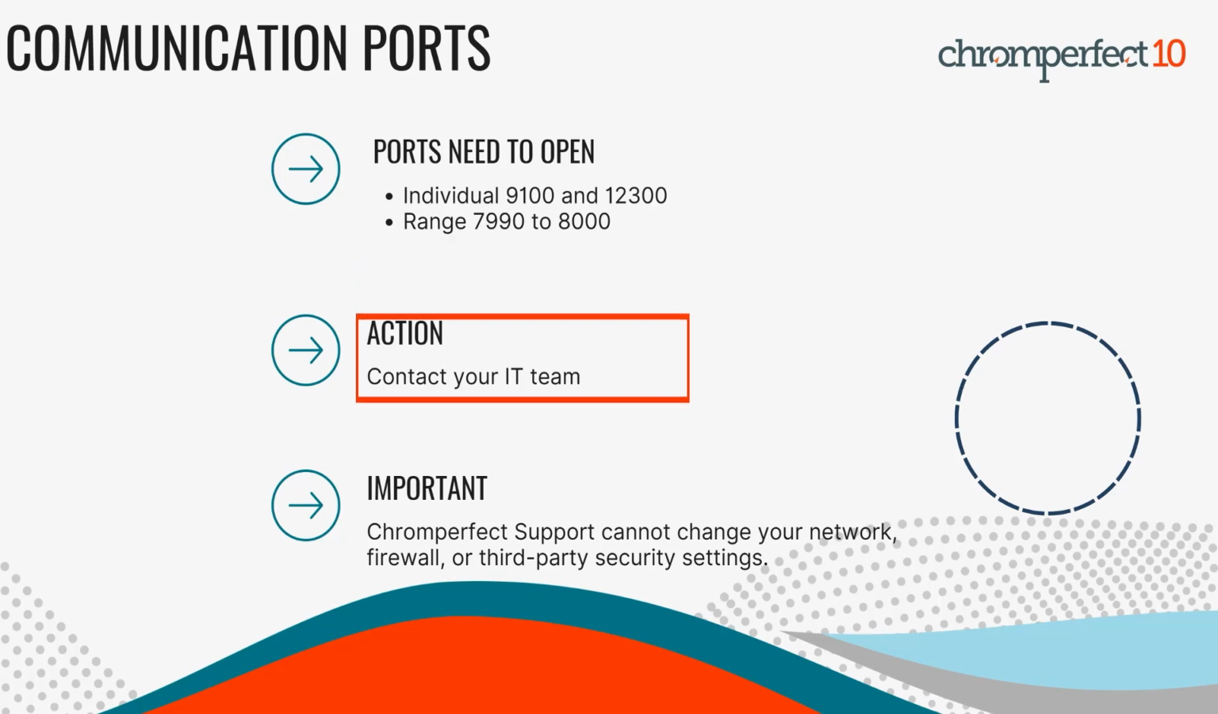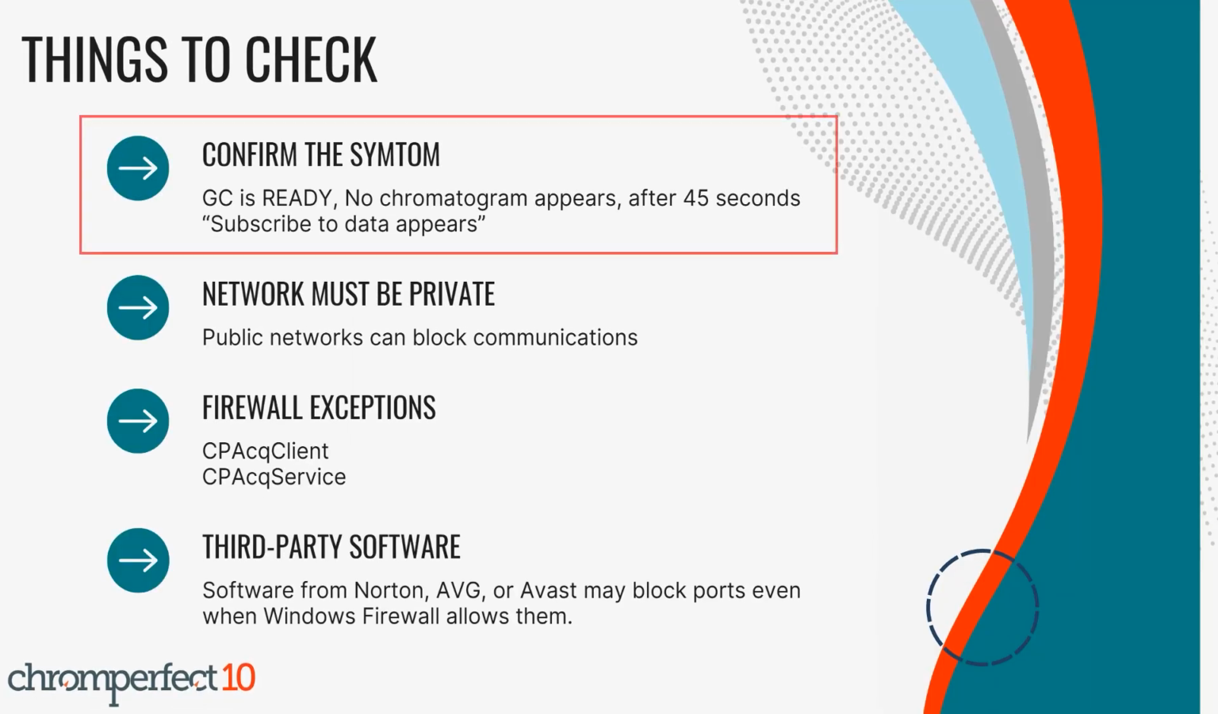Important note: Chromperfect support cannot change your network, firewall, or third-party security settings. Steps that mention ports or firewall rules may require your IT department. Step 1. Confirm the symptom. Start an acquisition that normally shows a live trace. If the instrument stays ready, no chromatogram draws, and "Subscribe to data" appears after roughly 1 minute, proceed to step 2.